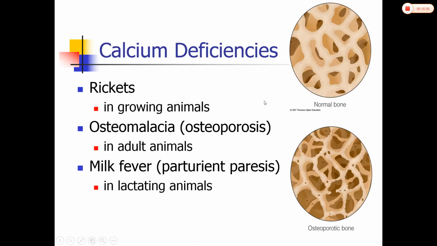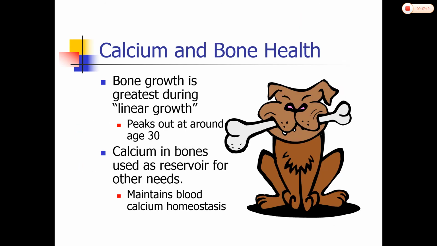So like I said before, also in case of vitamin D, due to calcium deficiencies, two kinds of conditions arise: rickets in the growing animals or osteomalacia in the adults. Or there can be other conditions such as parturient paresis, which is milk fever in the lactating animals.